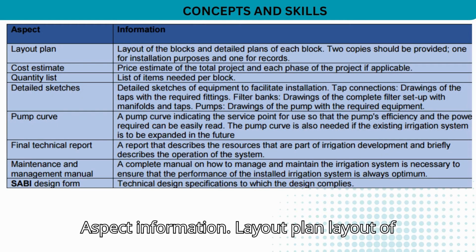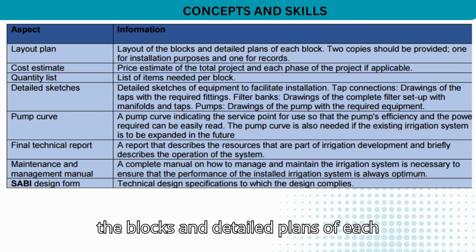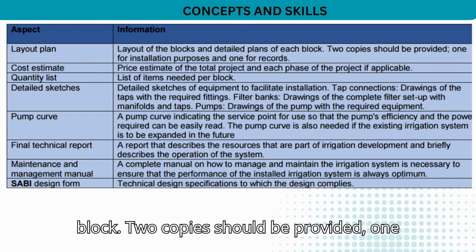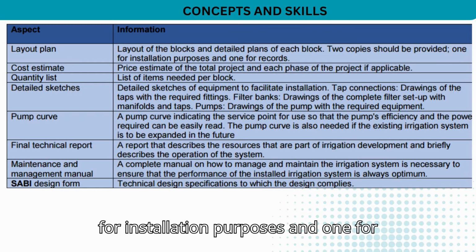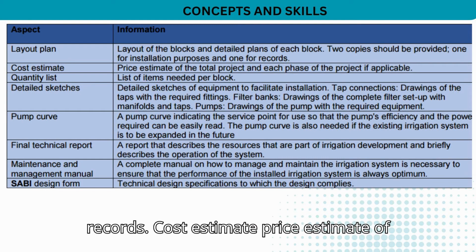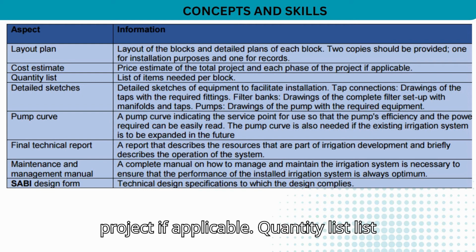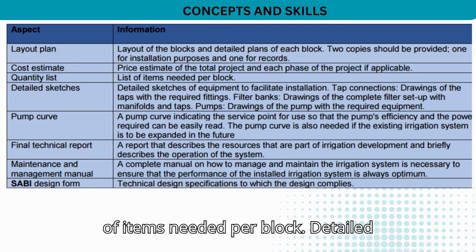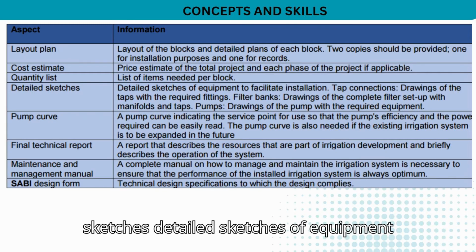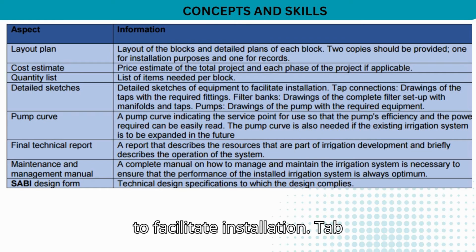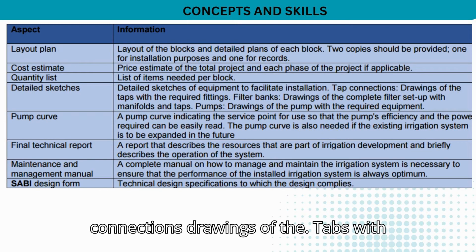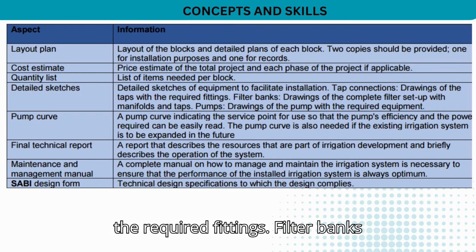Aspect information. Layout plan, layout of the blocks and detailed plans of each block. 2 copies should be provided, 1 for installation purposes and 1 for records. Cost estimate, price estimate of the total project and each phase of the project if applicable. Quantity list of items needed per block. Detailed sketches of equipment to facilitate installation. Tap connections, drawings of the taps with the required fittings.